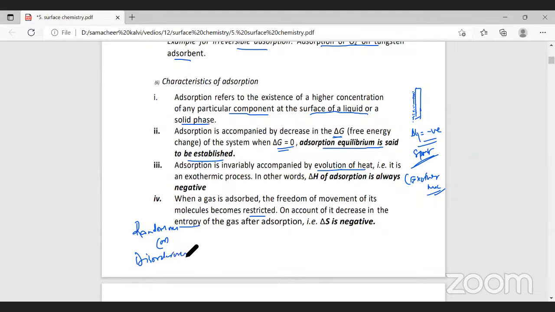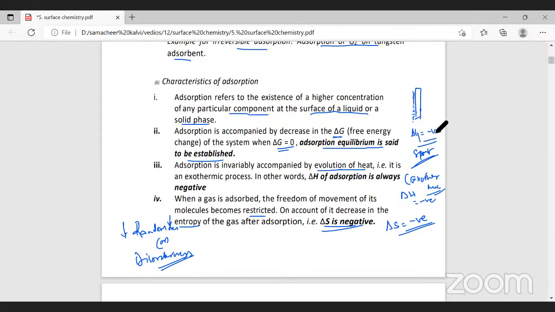The measure of randomness or disorderness is called entropy. So when gas molecules get adsorbed, the randomness, the disorderness, or the entropy decreases. Since entropy, represented by S, decreases, delta S, the change in entropy, is also negative. Now, it's an exothermic process, so delta H is negative.